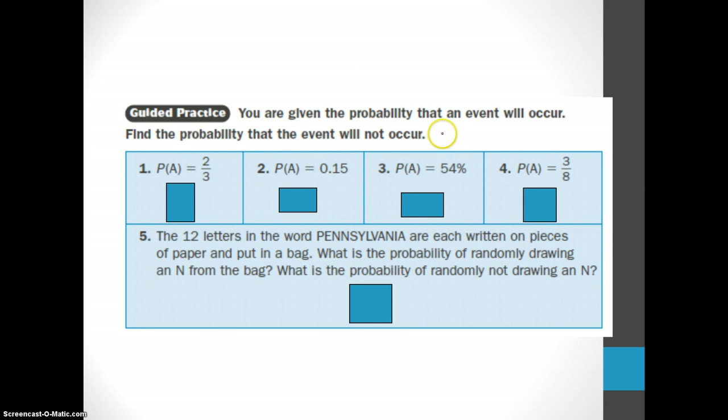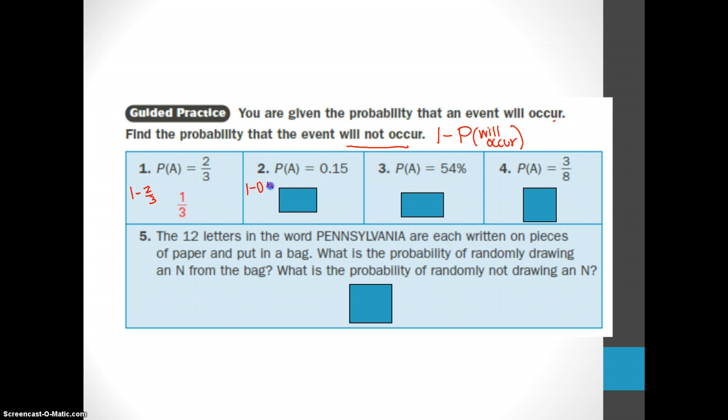You're given the probability that the event will occur. Find the probability that it will not occur. So to find the probability that it will not occur, take 1 minus the probability that it will occur. Pause the video and try 1 through 5. 1 minus 2/3 is 1/3.